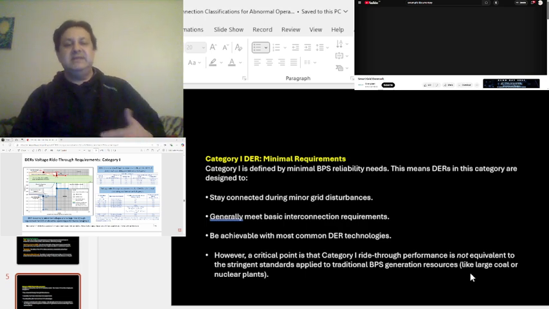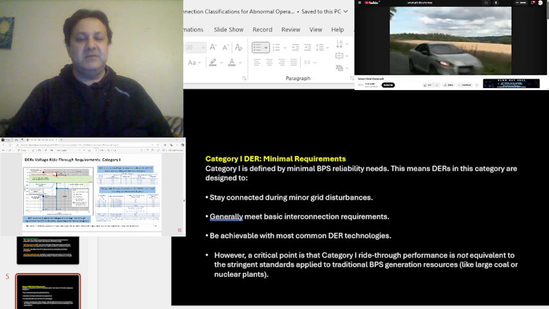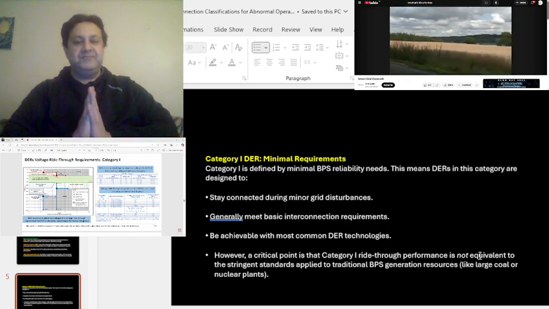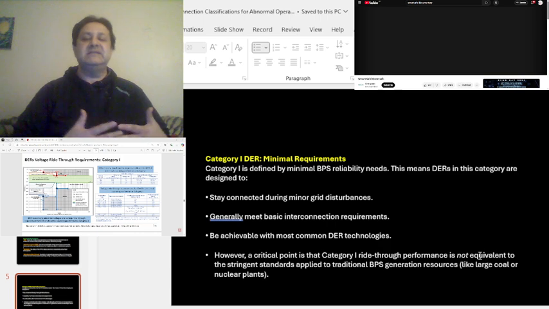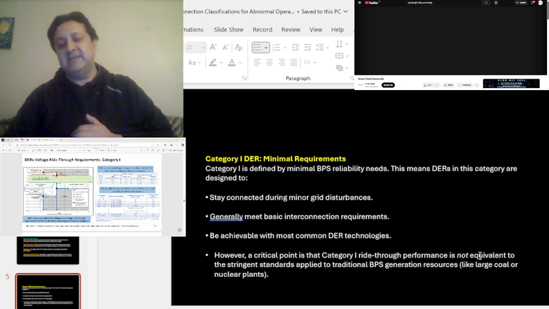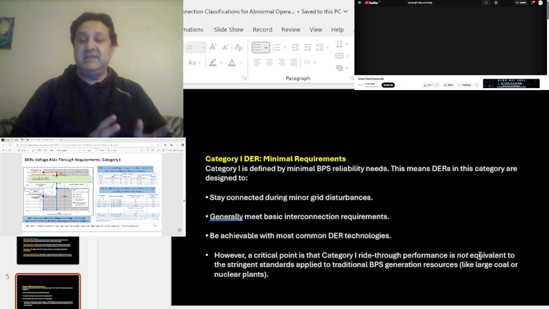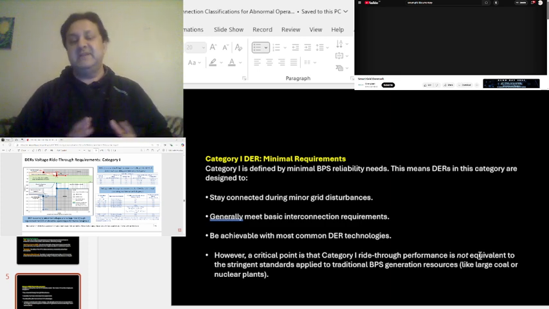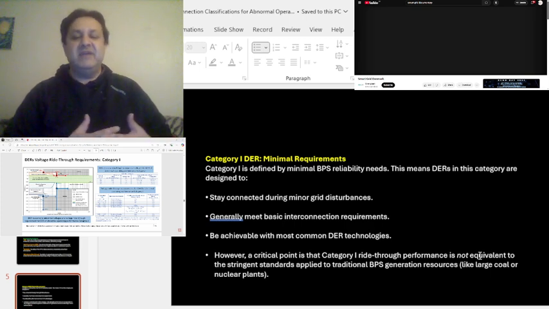Category 1 DER: we'll talk about the minimal requirements. Which are the minimal requirements? One is that it is defined by minimal BPS reliability needs. This means DERs in this category are designed to what I just mentioned. They should stay connected during minor grid disturbances and generally meet basic interconnection requirements. This is very important, and they should be achievable with most common DER technologies. I mean, we should not need very technical or difficult technologies to have it.